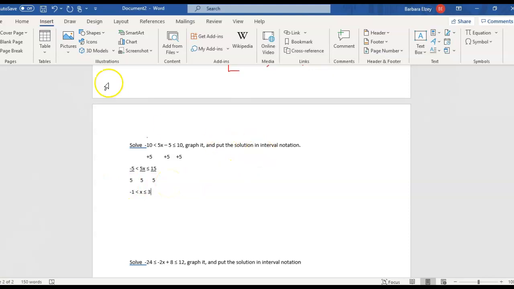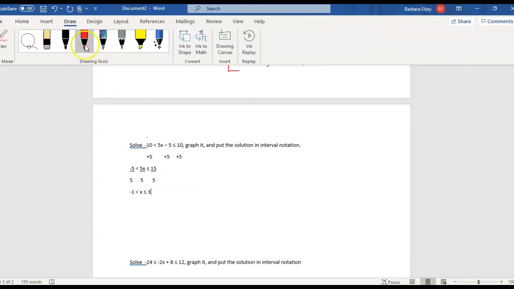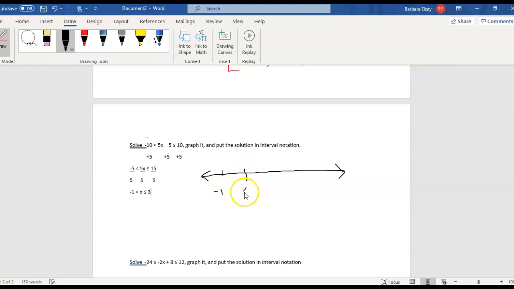All right, now let's graph this thing. And again, I'll use this draw feature and try my best to be straight. A little bit windy, but that's okay. All right, now we want to put from negative 1 all the way up to 3 on our graph. So I'm going to put negative 1 here. And then will come 0. And these should be the same distance apart. I'm just not very good at drawing on the computer.